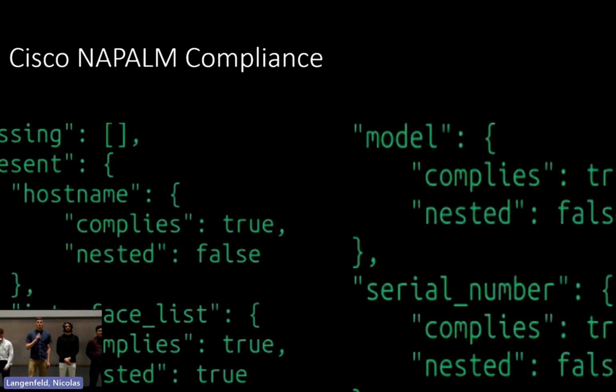And as we can see here, we're testing for the host name, the interface list, the model number, and serial number. They all have to be specific what we defined. And in this case, they all pass, and the CI/CD pipeline continues.